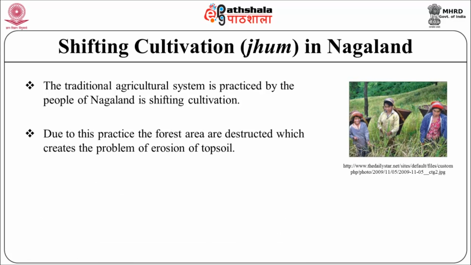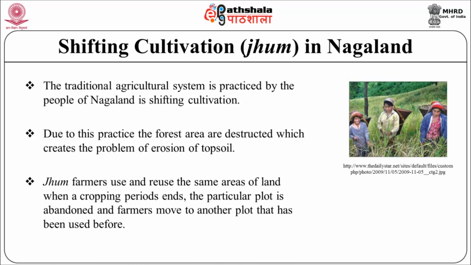It is believed that due to this practice, the forest areas are destroyed, which creates the problem of erosion of the topsoil. Many research studies are conducted in Nagaland in order to adapt to better agricultural practices to prevent climatic change. One of the misconceptions about jhum cultivation is that it converts the primary forest to agricultural land. It cumulatively reduces the forest cover and its environmental threat extends as far as the loss of biodiversity.